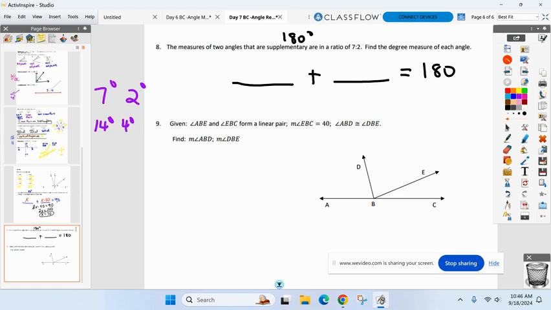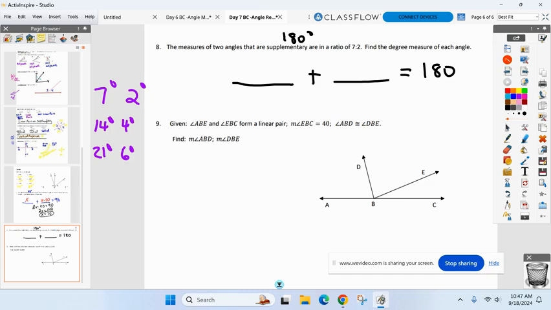That's a ratio of 7 to 2, but does that make sense? No, those still don't add to 180. All right, let me try one more here, times 3. 21 degrees and 6 degrees. I still have an issue, right? And I'll tell you what, I'm already getting tired of this guess and check. All right, I'm getting tired of it.